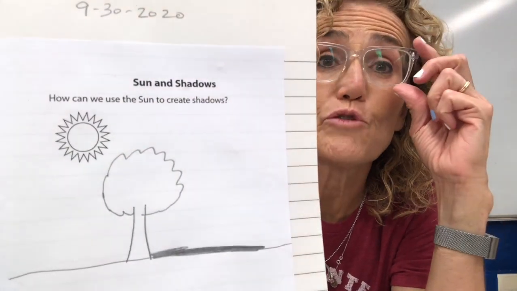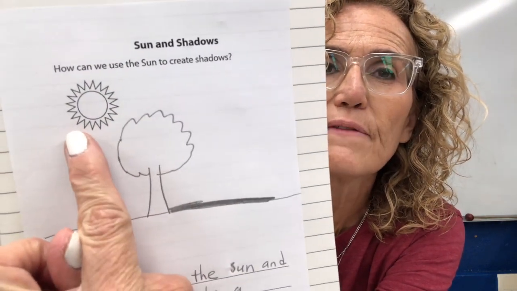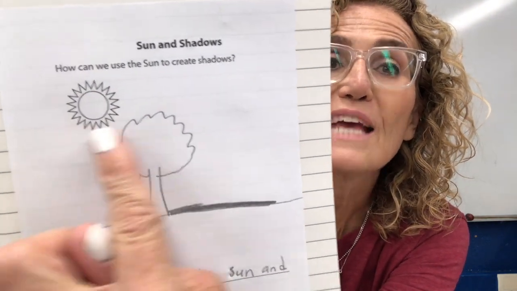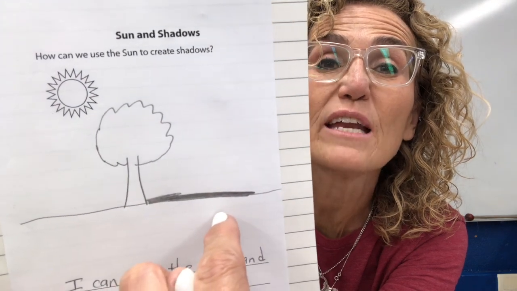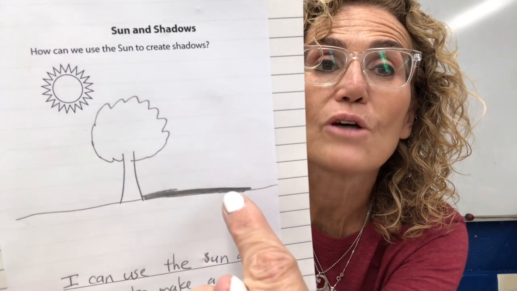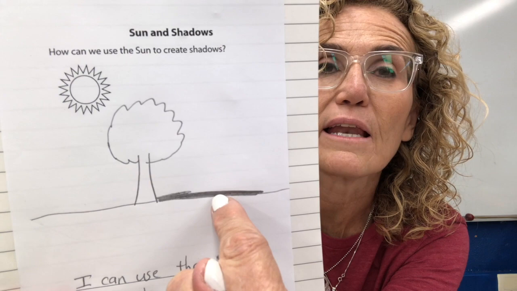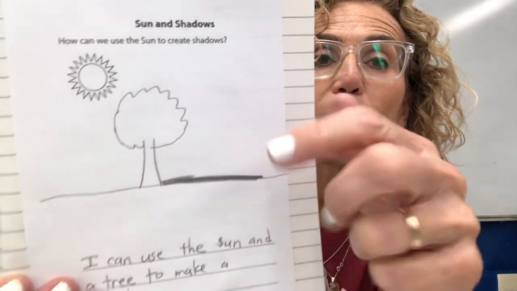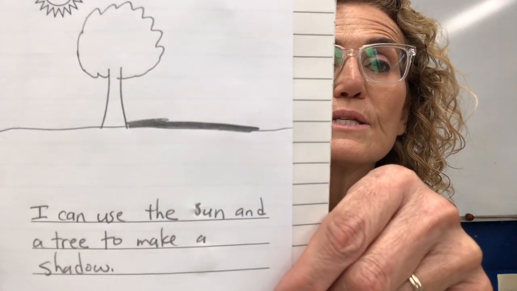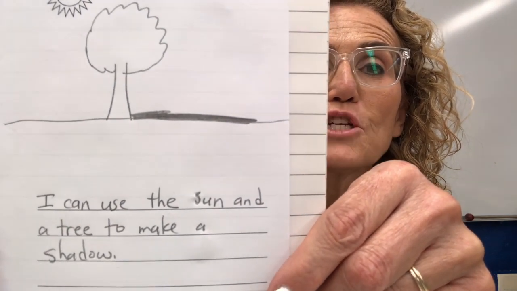So the first thing I want to do is I want to draw a picture. So this is the picture that I drew, boys and girls. I've got the sun on this side. So if the sun is on this side, we know the shadow is on the other side of the tree. So I drew a tree and the shadow is on the ground on the opposite side of the sun. Okay? And then I wrote, I can use the sun and a tree to make a shadow.